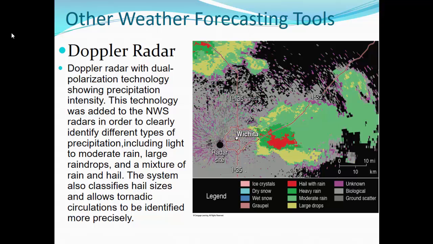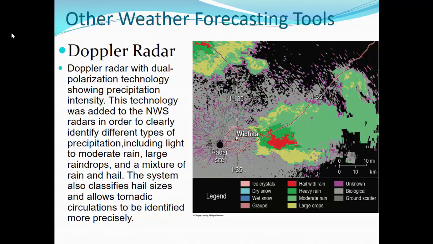And then a new technology with radar is known as dual pole radar. And when they have dual polarization, essentially the radar beam is being sent out in the lateral and then so it's being sent out up and down and side to side essentially. And that dual polarization gives us a much better idea of what type of precipitation is falling.